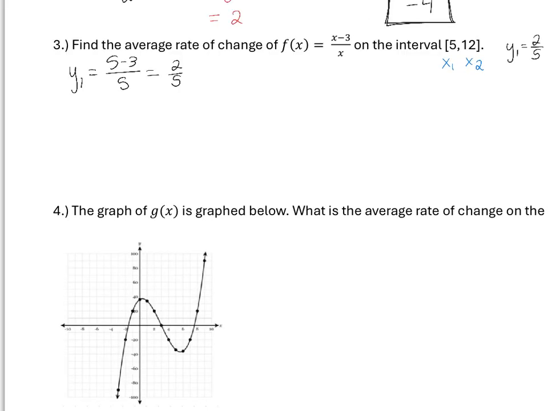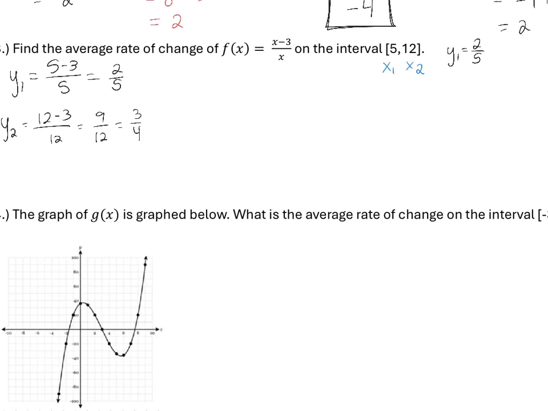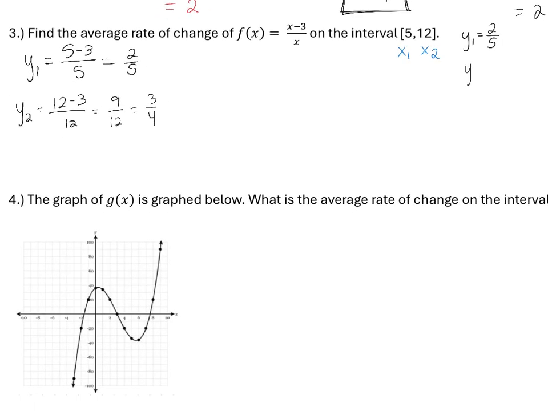Okay, so then for y2 we'll plug in 12. So 12 minus 3 over 12, which is 9 over 12. And simplify, 3 over 4. So y2 is 3 over 4. And then we have to plug it in, and we're going to have to work with our fractions. So y2 is 3/4 minus y1, which is 2/5, over x2, 12 minus x1, 5.